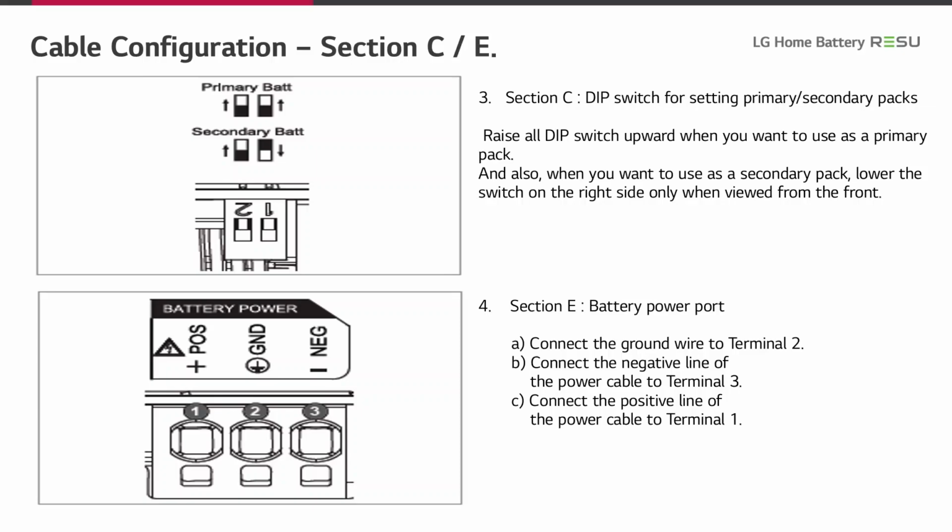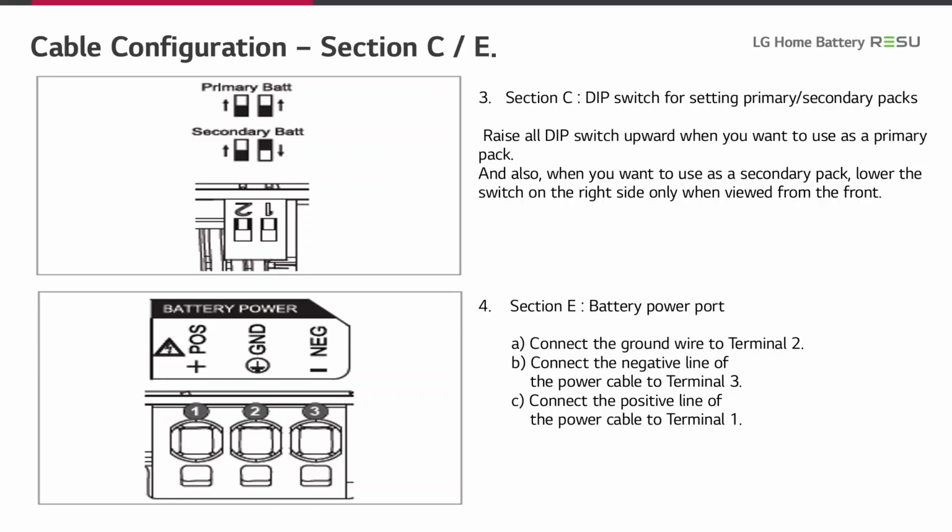Raise all dip switches upward when you want to use as a primary pack. And also when you want to use as a secondary pack, lower the switch on the right side only when viewed from the front. In Section E, you have to connect the ground wire to terminal 2, then connect the negative line of the power cable to terminal 3, and connect the positive line of the power cable to terminal 1.